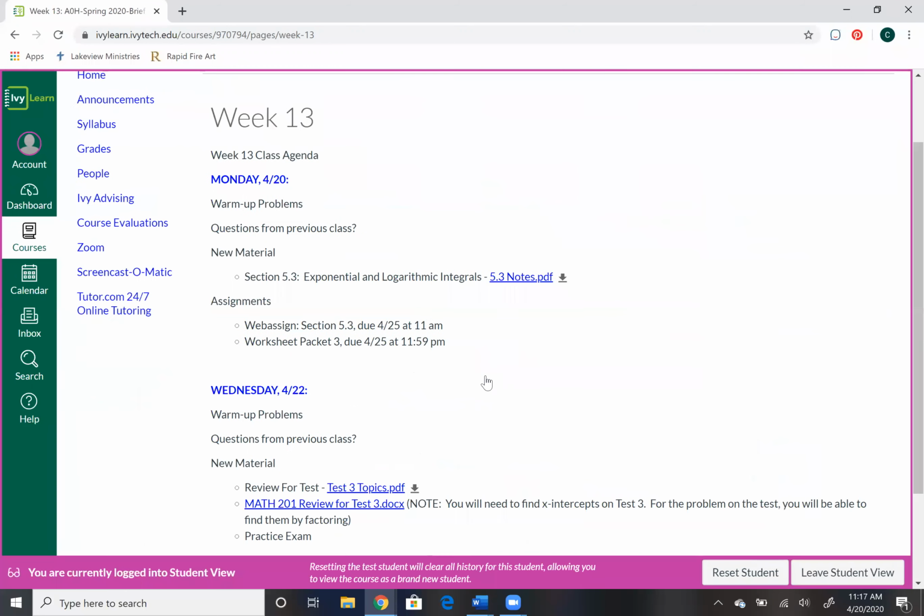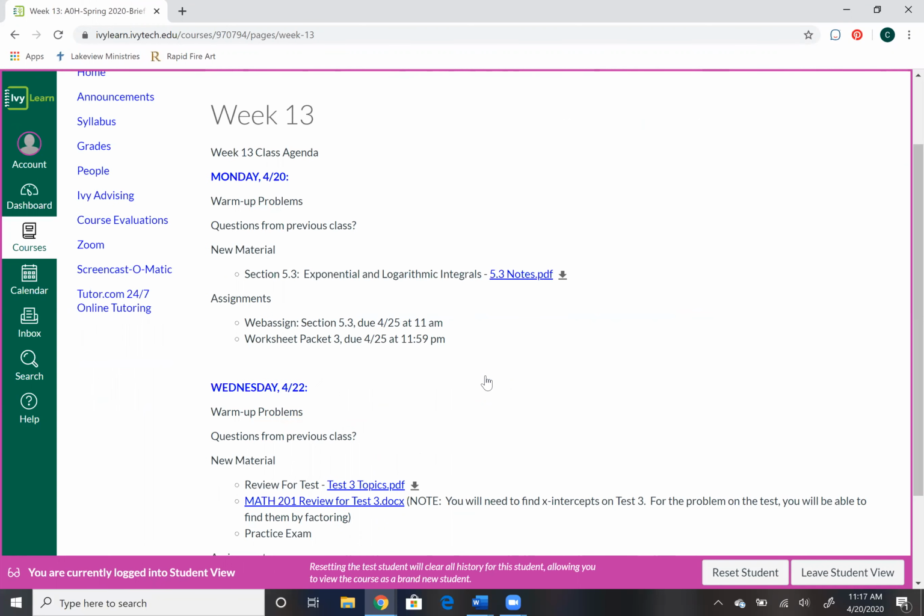This week today, we are going to do section 5.3, which is a little bit more on integrals. Your homework then would be the WebAssign for section 5.3 and that worksheet packet. Those are both coming due on the 25th. Okay, is that Friday or Saturday? I think Saturday. So make sure you are working on those and finishing those up. That'll be the last homework we have before our exam.